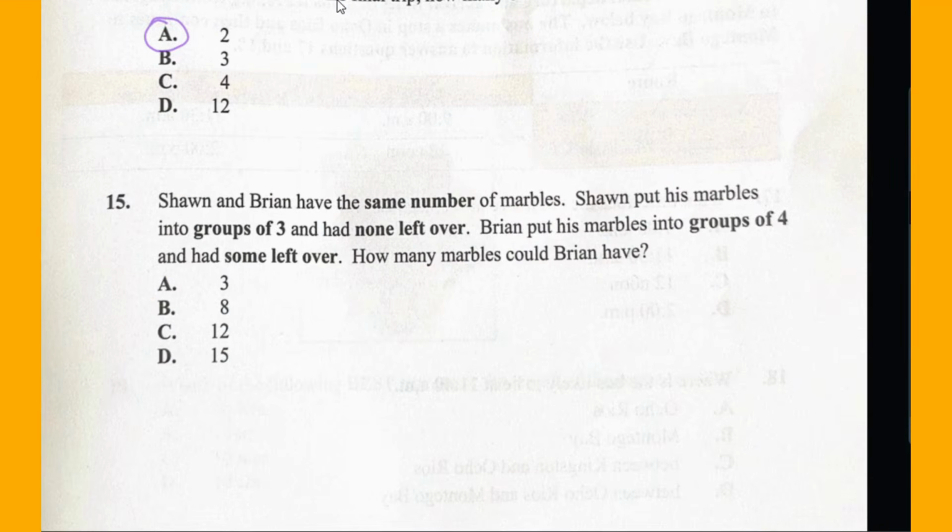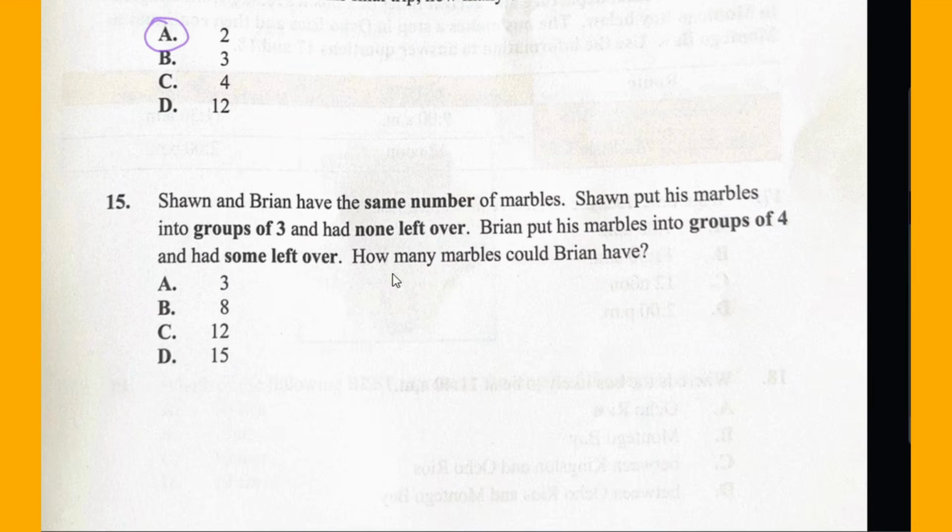Question 15. Sean and Brian have the same number of marbles. Sean put his marbles into groups of 3 and had none left over. Brian put his marbles into groups of 4 and had some left over. How many marbles could Brian have? Now let's just look at the options. Option A says 3, option B is 8, option C is 12, and option D is 15.